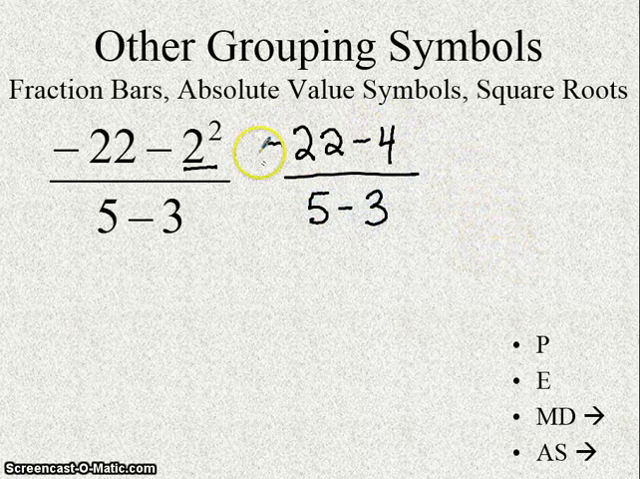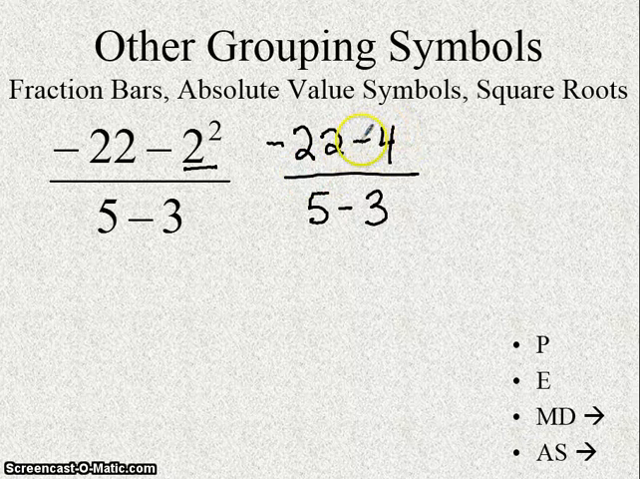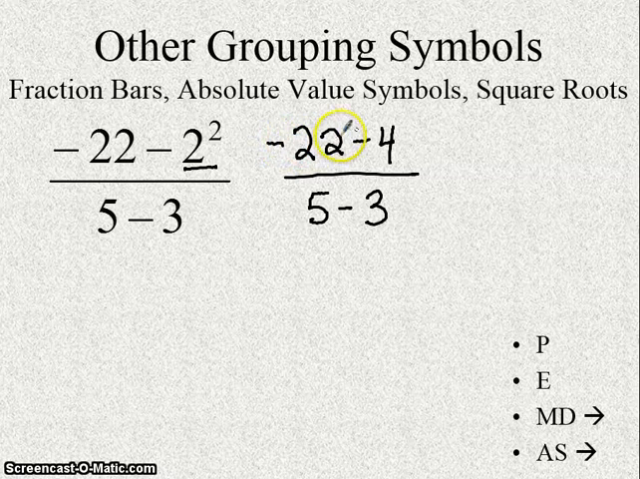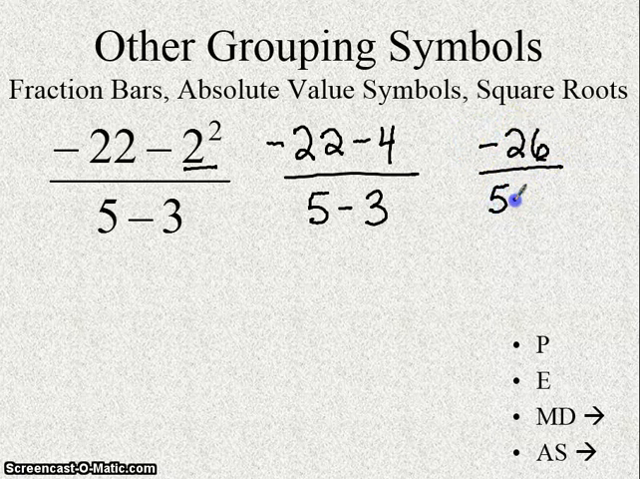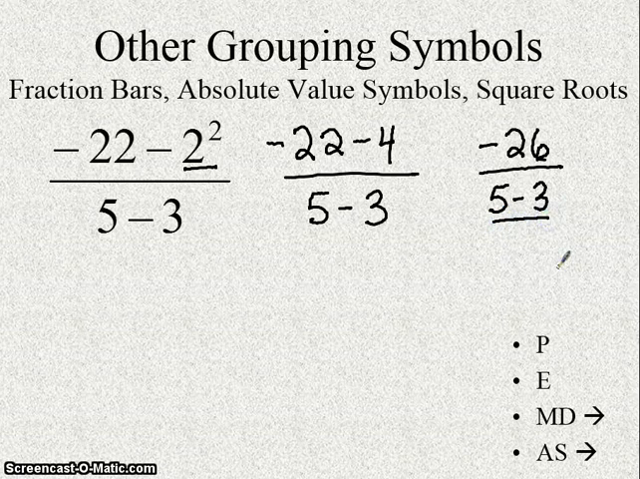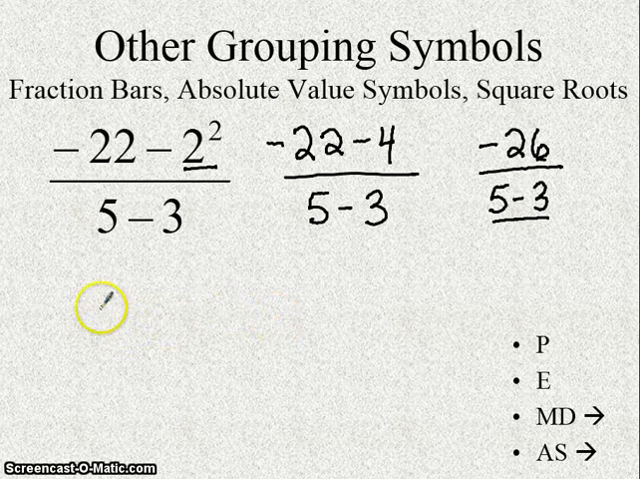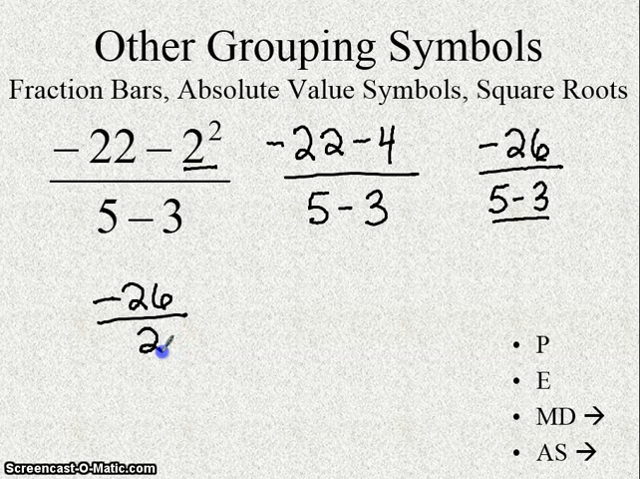Now, if you look at the top, there is now only one operation to simplify, and that's subtraction. So negative 22 minus 4. If you owe 22 and you owe 4, then you owe 26. Now, we have the numerator simplified. Our second to the last step is to simplify the denominator. 5 minus 3 is 2. So we have negative 26 over 2.